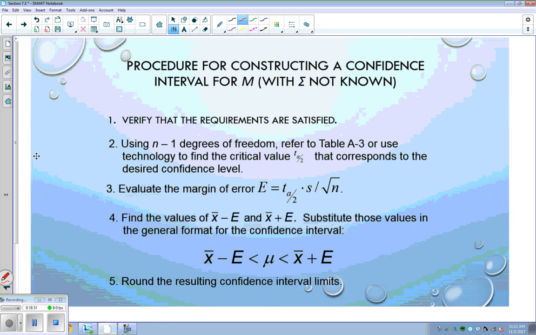We're going to use table A3 for our degrees of freedom, n minus 1, to find the critical value for t of alpha divided by 2. And remember that chart, you just look to see if it's alpha in two tails or alpha divided by 2 in one tail. We're going to calculate that margin of error using that formula. We're going to subtract it from the mean and then add it to the mean.